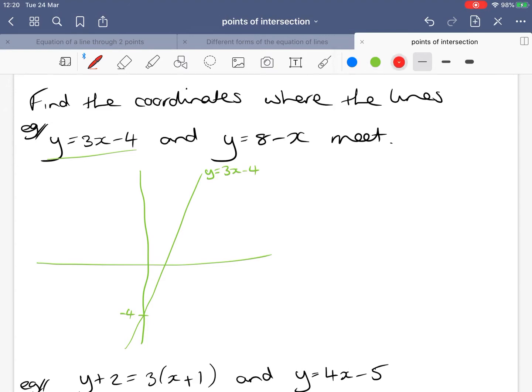Next, I'm going to draw the line y equals 8 minus x. I know it crosses at 8. I know it's got a gradient of -1. So that's probably going to look something like this.